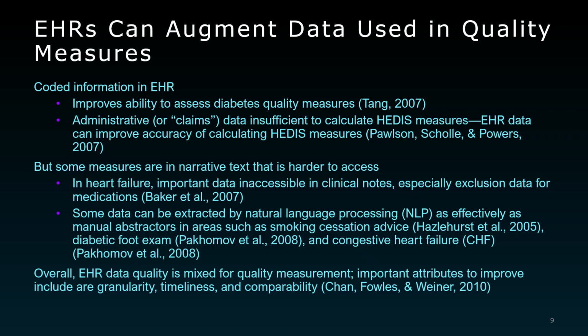There is some good news though. Natural language processing, or NLP, is starting to fill in this gap. In some areas, NLP can pull data from narrative text as effectively as a human reviewer. It's not perfect and can't yet be applied universally, but in specific domains like smoking cessation advice, diabetic foot exams, or congestive heart failure management, it can work. And it can work remarkably well.